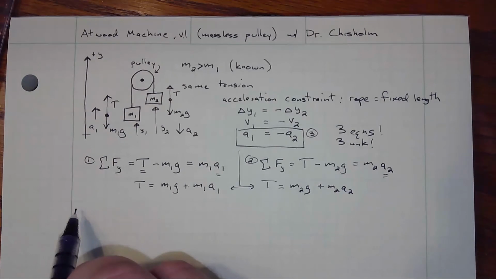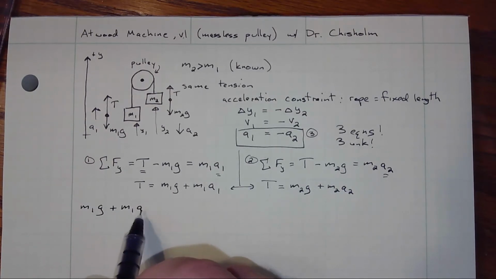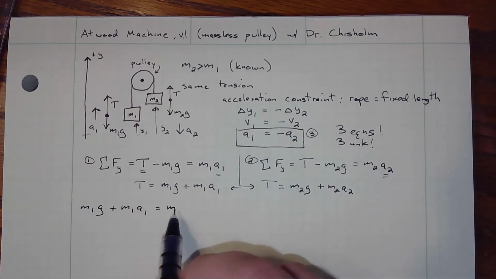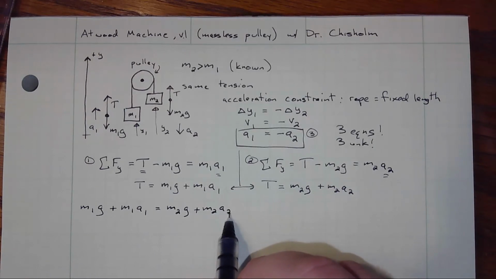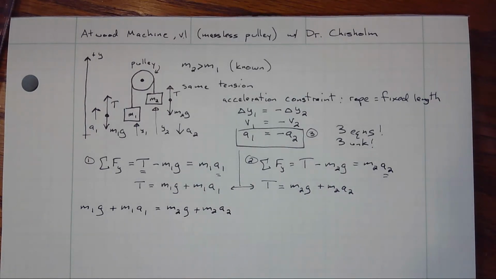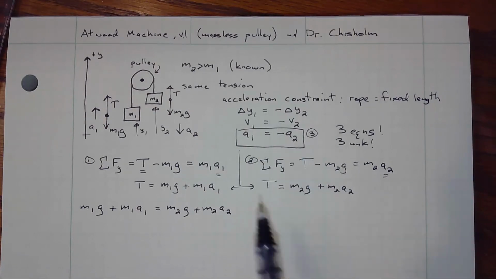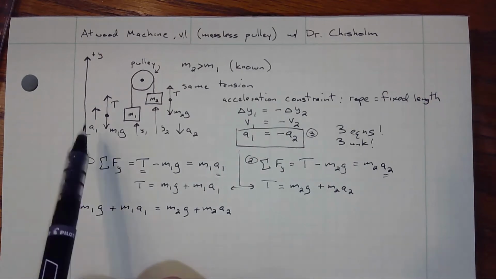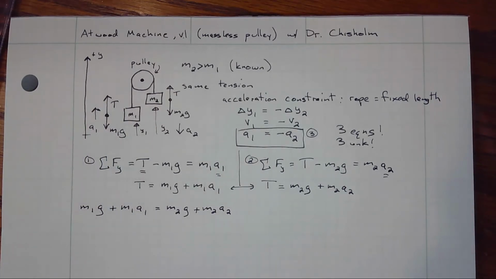So this says that m1g plus m1a1 is equal to m2g plus m2a2. And so we have combined those two together and completely eliminated tension. Now, notice that we have a1 and a2, which are related by this constraint. And at this point, we could solve for either of the accelerations, either a1 or a2. Because a1 is going to be positive because it's moving upward, I want to solve for that one, so I end up having a positive overall acceleration.